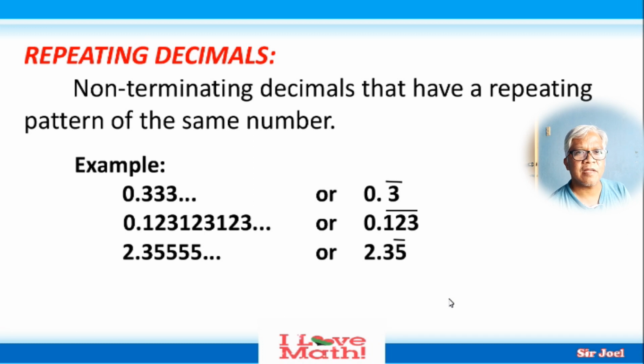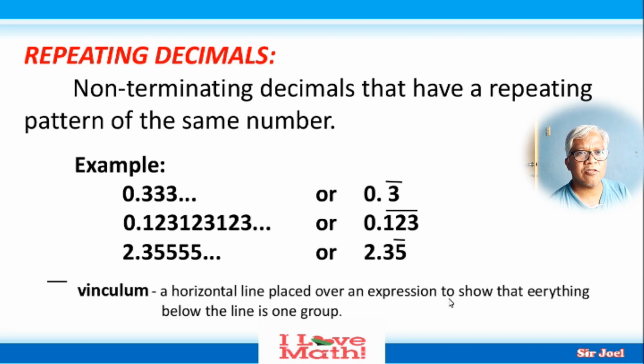Okay? Now, as additional info, ang tawag dun sa guhit on top na inilalagay sa number ay vinculum. Ano naman itong vinculum? It is a horizontal line placed over an expression to show that everything below the line is one group. So, it's everything. Pasensya na, typographical error. Nakalimutan ang victory between the two E's. Okay? So, ito yung symbol na ginagamit kapag gusto nating ma-identify kung ang digit or digits ay naulit o hindi.